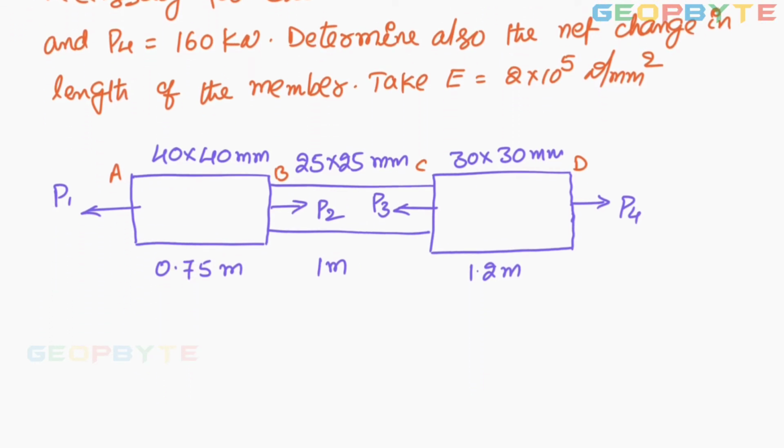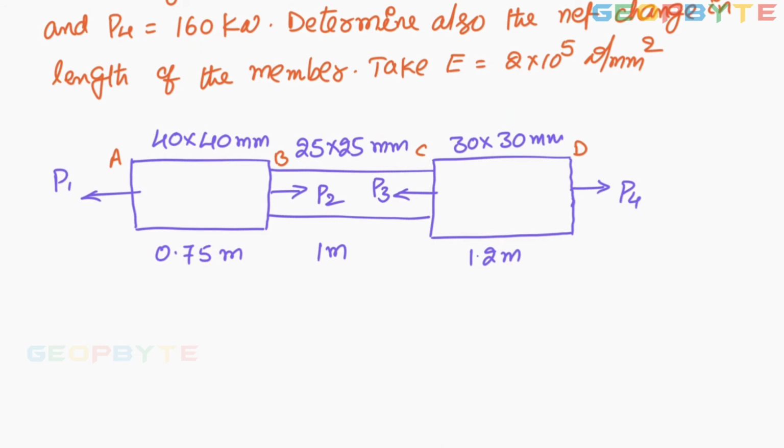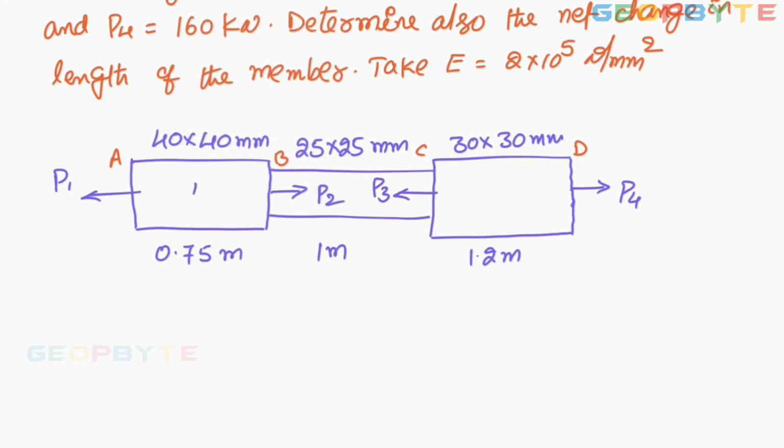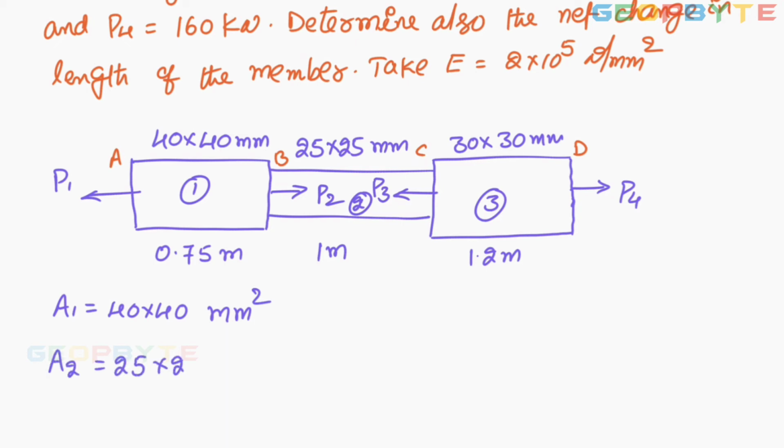The diagram is given like this. Dear students, look at the diagram. Assume this is the section 1, section 2 and section 3. For the section 1, A1, look at the A1, it is square cross section 40 into 40 mm square. Similarly, A2 equal to 25 into 25 mm square. A3 also equal to 30 into 30 mm square.